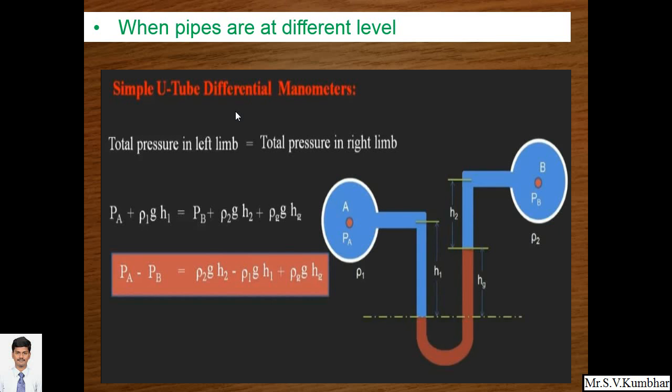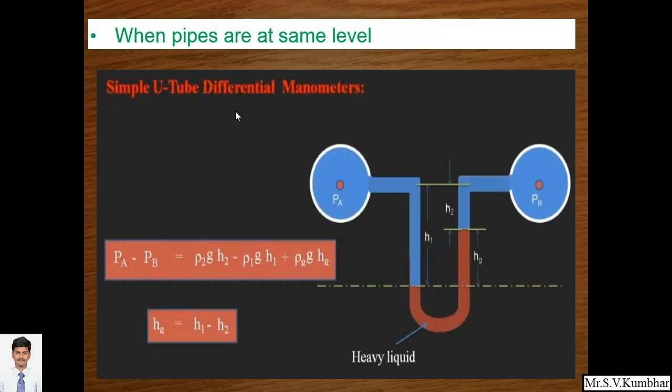If you solve this equation, we will get PA minus PB is equal to rho 2 GH2 minus rho 1 GH1 plus rho G GHG. When pipes are at same level, this formula can be written as PA minus PB is equal to rho 2 GH2 minus rho 1 GH1 plus rho G GHG, as Hg is equal to H1 minus H2.